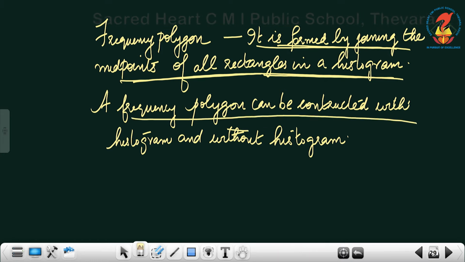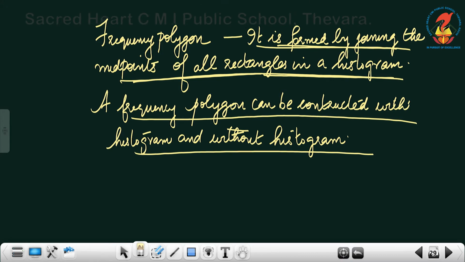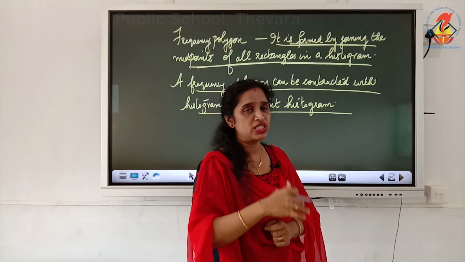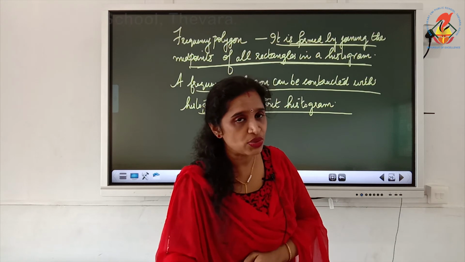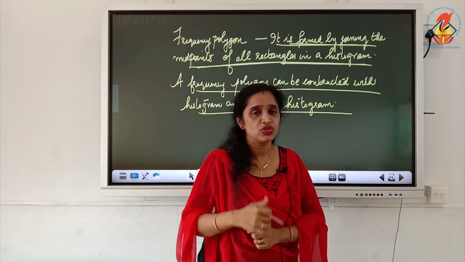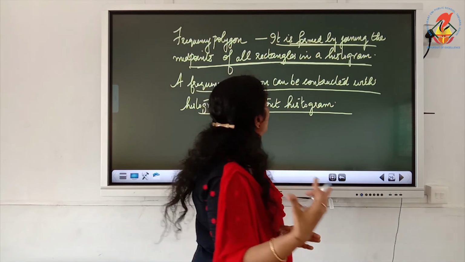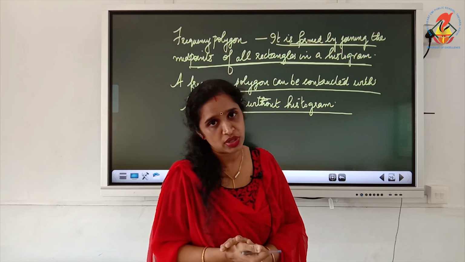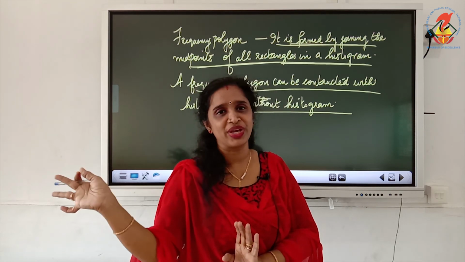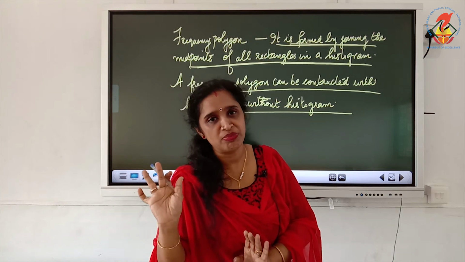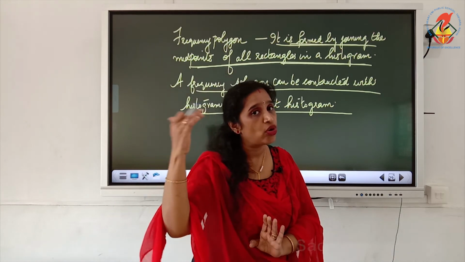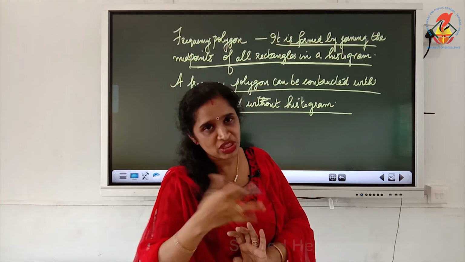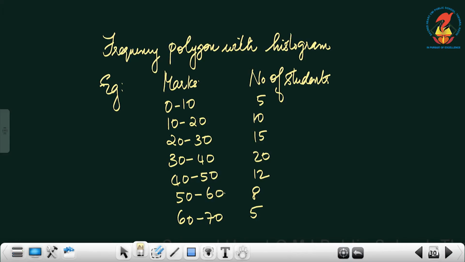A frequency polygon can be constructed with histogram as well as without histogram. So, what is a frequency polygon? It is a graph which is formed by joining the midpoints of the bars of a histogram. It is not necessary that you have to draw a histogram. You can construct a frequency polygon either with or without the histogram. Let us see both. First we will do frequency polygon with histogram.